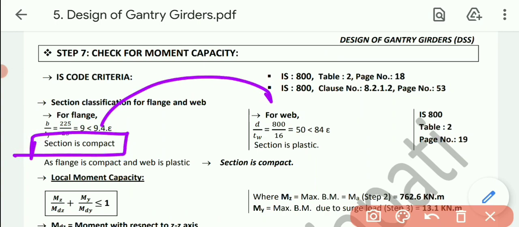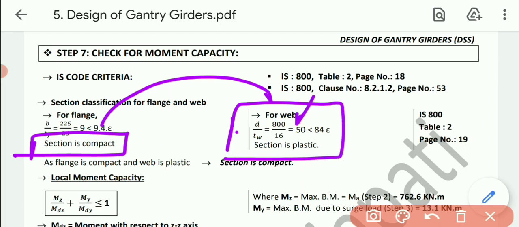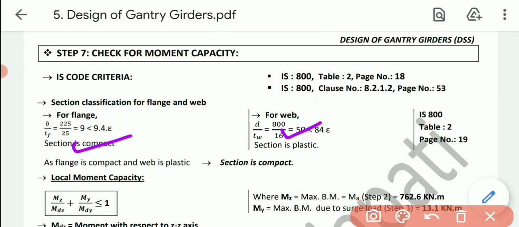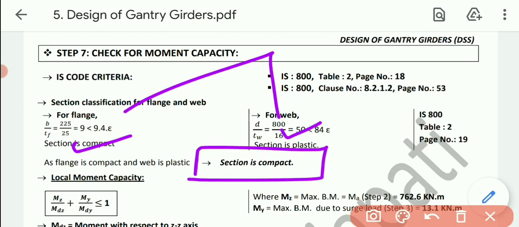Now talking about the web, D by TW, we have already calculated this ratio was 50, which is less than 84 epsilon. Hence it is a plastic section. So the flange is compact and the web is plastic, so the entire section is a compact section. If both are plastic then we can say the entire section is plastic, but right now the flange is compact and the web is plastic, so the overall section is a compact section.